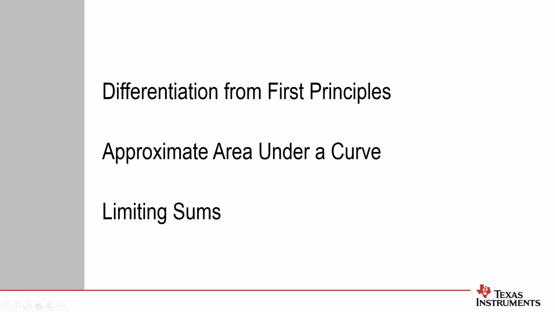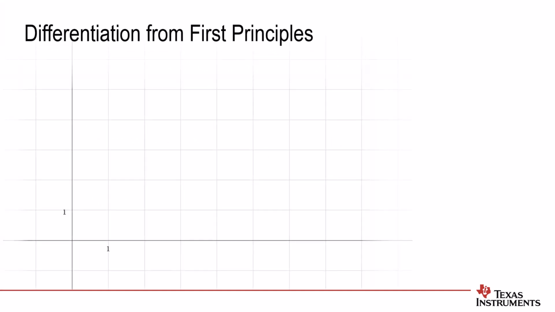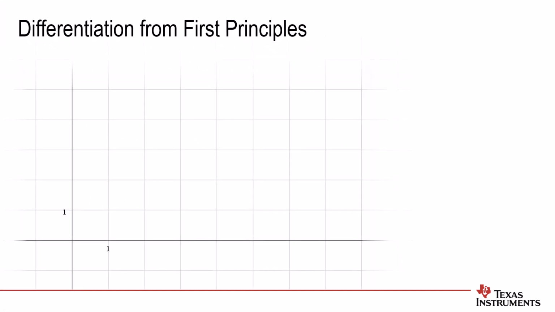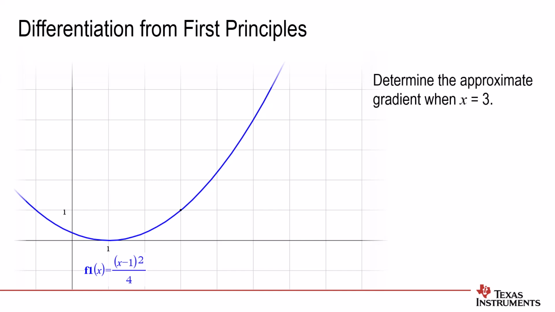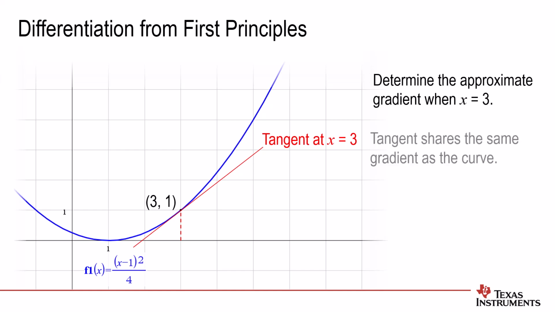So let's get started with differentiation from first principles. Here's a graph of the function f of x equals (x minus 1) all squared over 4. Suppose we are interested in the gradient when x equals 3. The tangent line shares the gradient of the function at the point of contact. So in our case, at x equals 3.